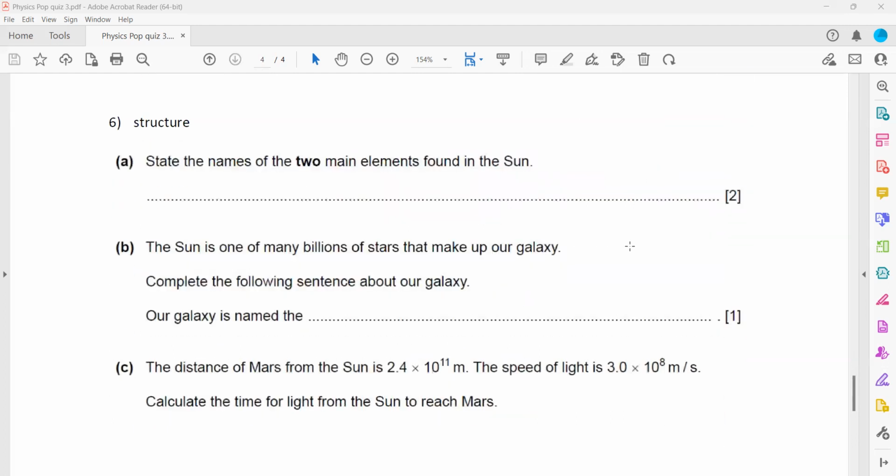In question 6, state the names of the two main elements that are found in the sun. The sun contains hydrogen and helium. These are the two main elements for nuclear fusion to happen. The sun is one of the many billion stars that make up our galaxy. Complete the following sentence about our galaxy. Our galaxy is known as the Milky Way.